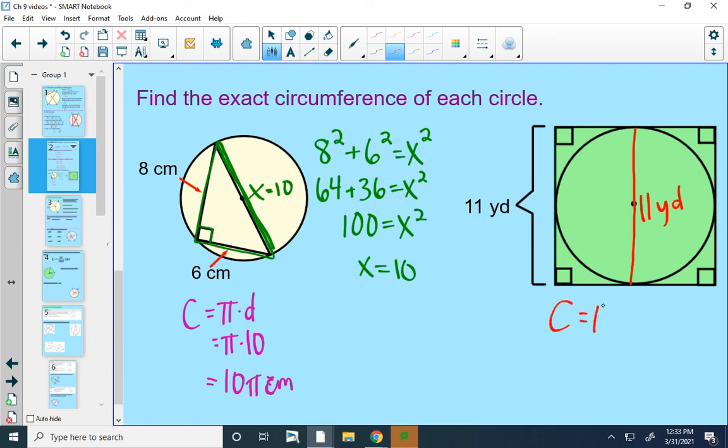Circumference is pi times the diameter. So in this case, 11 times pi. We want an exact answer, so we're just going to call it 11 pi yards.